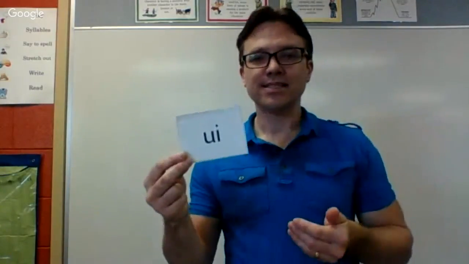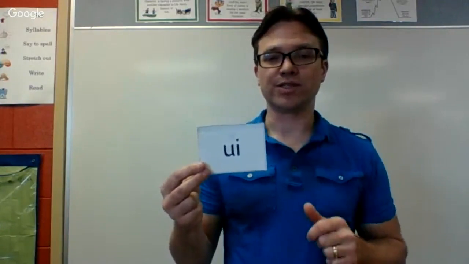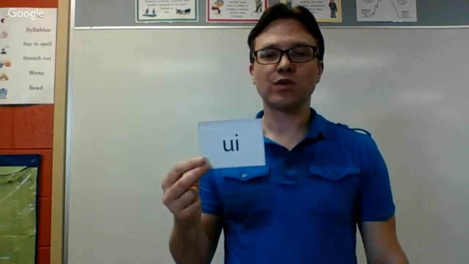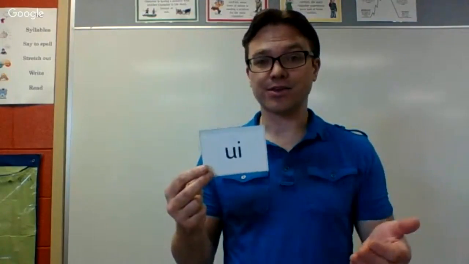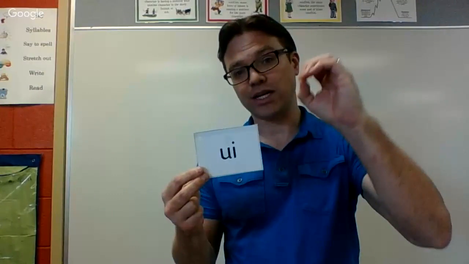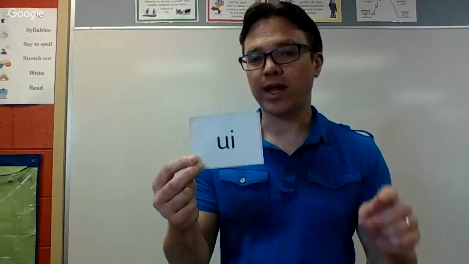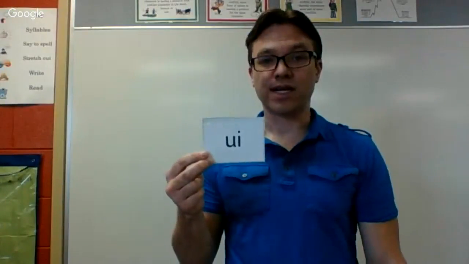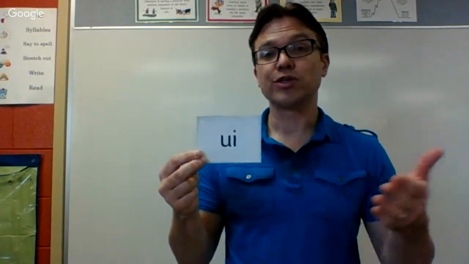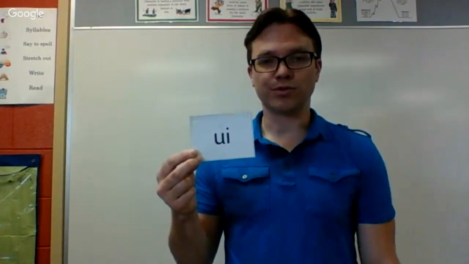Now, this is the sound the UI makes in English words. It goes ooh. Can you say that? Ooh, like in the word fruit. Now, you might also notice that that is the third sound of just our plain O, right? O, ooh. This is actually quite a rare sound that ooh is made with the UI. Does that make sense? You're not going to see this very often, like fruit or suit, that kind of thing. So say ooh of fruit.